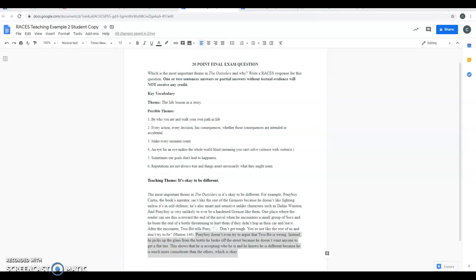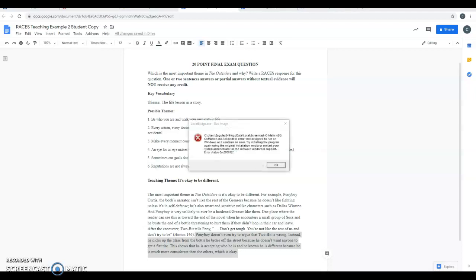All right, welcome back. So hopefully you went to page 146, you found that evidence, and then you looked at what happened after this point. So here's what happened. I kind of summarized a little bit so that if somebody was reading this, they would get the key details. And then I showed what it really shows about Ponyboy. So it says Ponyboy doesn't even try to argue that 2-Bit is wrong. Instead, he picks up the glass from the bottle he broke off the street because he doesn't want anyone to get a flat tire.